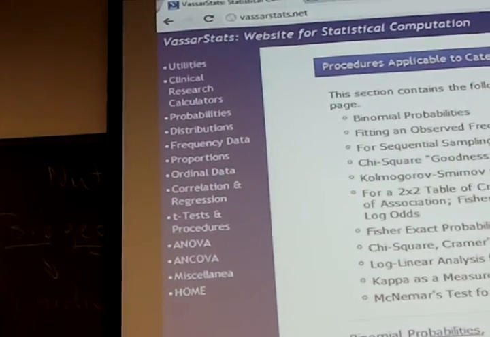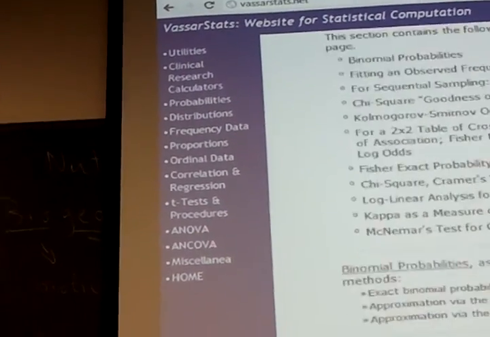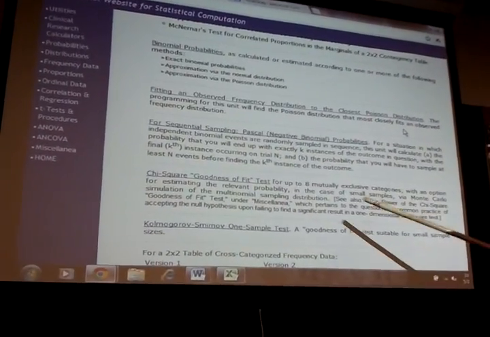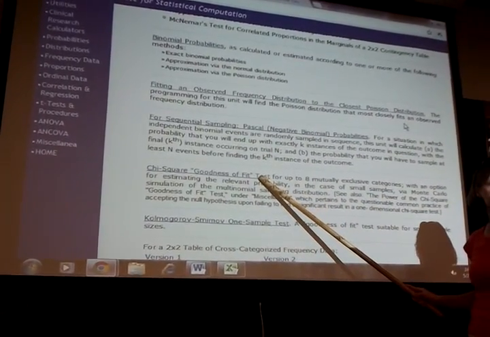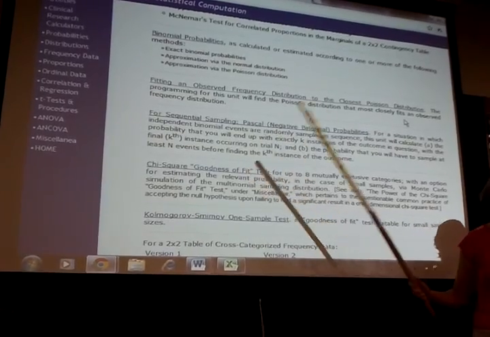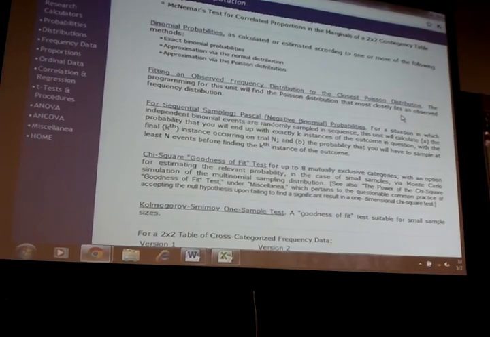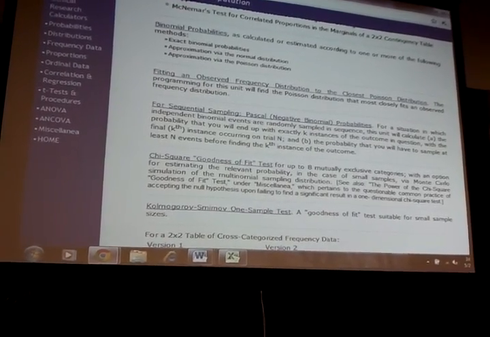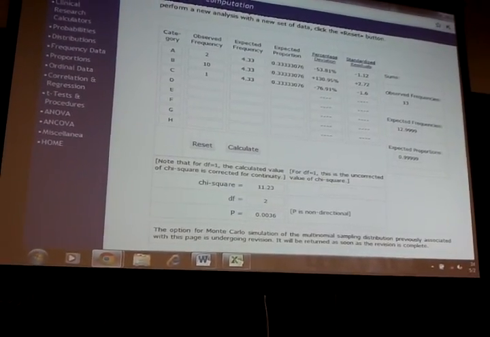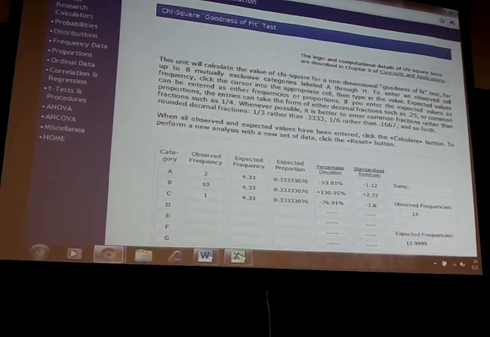So you scroll down on this page until you see the chi-square goodness of fit test, right? And this is the one you want. You don't want the contingency table, you don't want the test for heterogeneity, you want the goodness of fit. Go ahead, and I clicked on it, and then this is the page that you're going to have, okay?